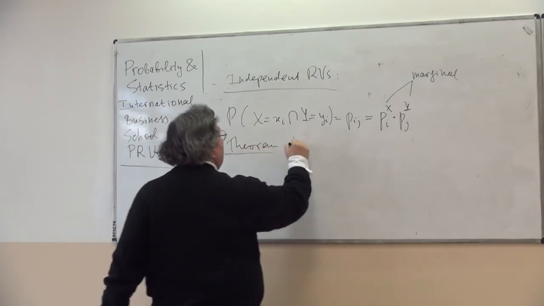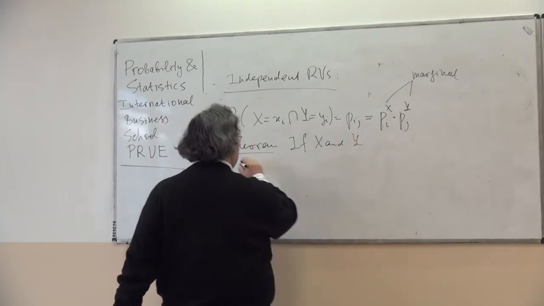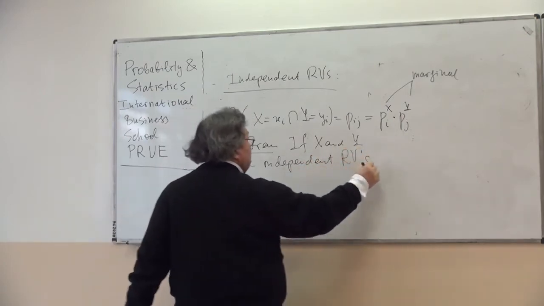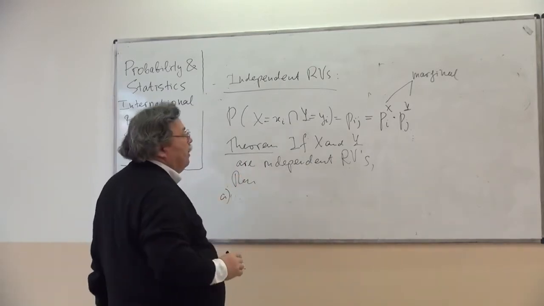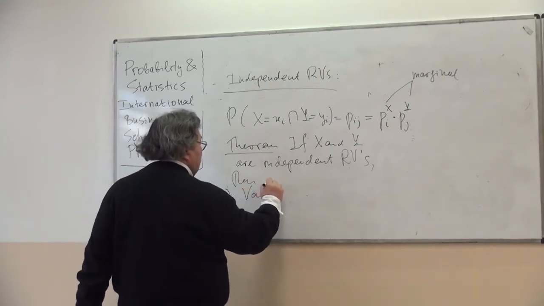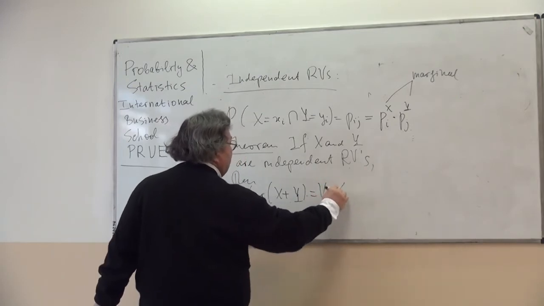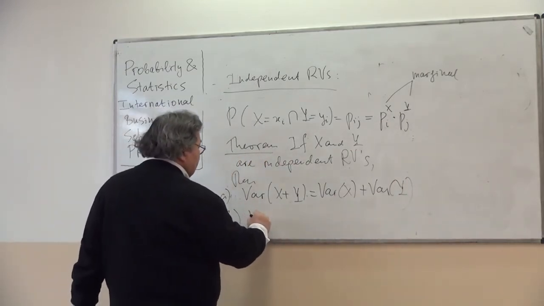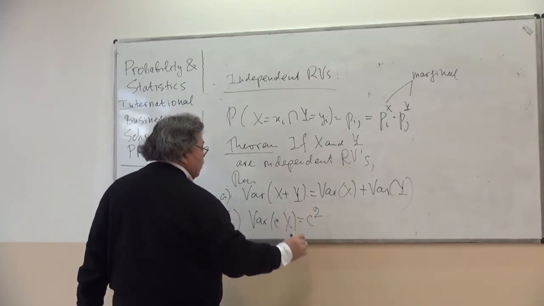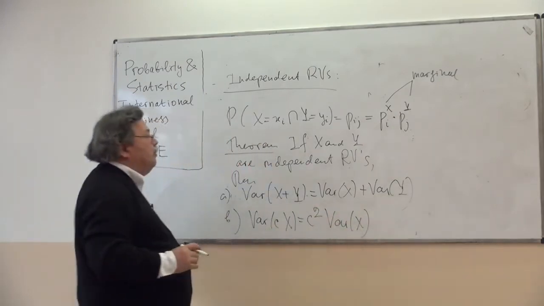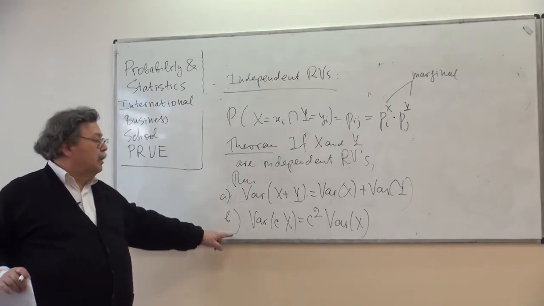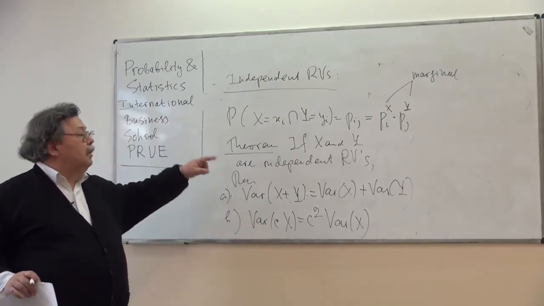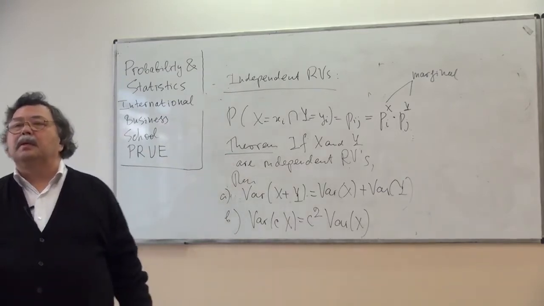So, theorem: if x and y are independent random variables, then A, the variance of x plus y equals variance of x plus variance of y. Okay, B, the variance of c times x equals c squared times the variance of x. All right, independence is necessary here in part A. In part B we don't have two different random variables, so independence is not relevant. But for the first part, we need to assume that x and y are independent, otherwise it's not true.